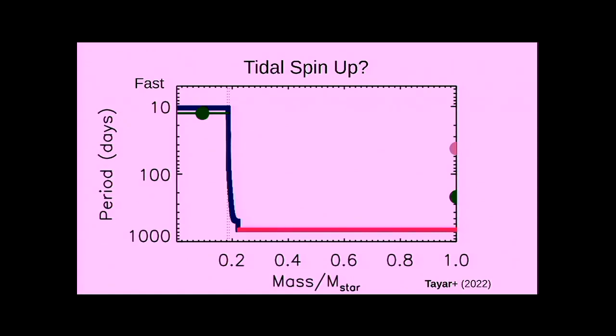Or something I don't understand about how angular momentum is transported from the surface to the interior. So yeah, great question. Don't know. Would love to find a real sample that will tell us the answer to that.